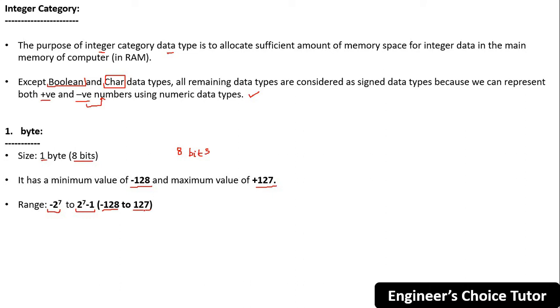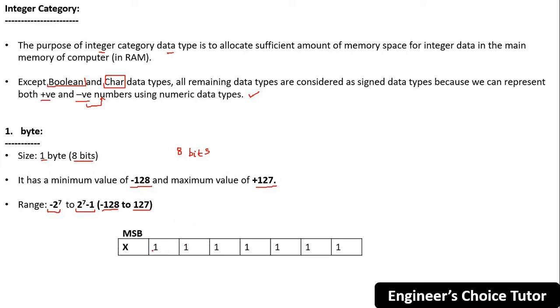Now let's see how to represent 8 bits. Like this we can represent. I'm considering the maximum case. In the max value case, everything is 1 1 1 1 1 1 1. The leftmost bit is the most significant bit. This bit is called the sign bit. In the case of the sign bit, 0 represents what? Positive number, and 1 represents what? Negative number. I hope this much is clear.